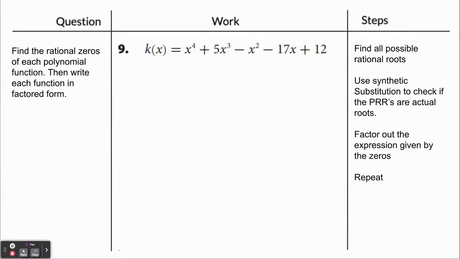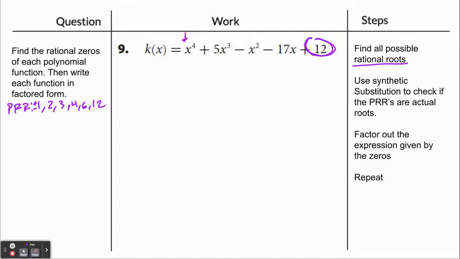Here we're asked to find the rational zeros of the polynomial, then write the function in factored form. So the first thing we're going to do is find all the possible rational roots, which is just the factors of the constant over the factors of the leading coefficient, which is just 1, so I don't really need to worry about that. My possible rational roots are just going to be the factors of my constant, because all of that's just going to be over 1, which doesn't change the number. So it's going to be positive or negative 1, 2, 3, 4, 6, and 12.